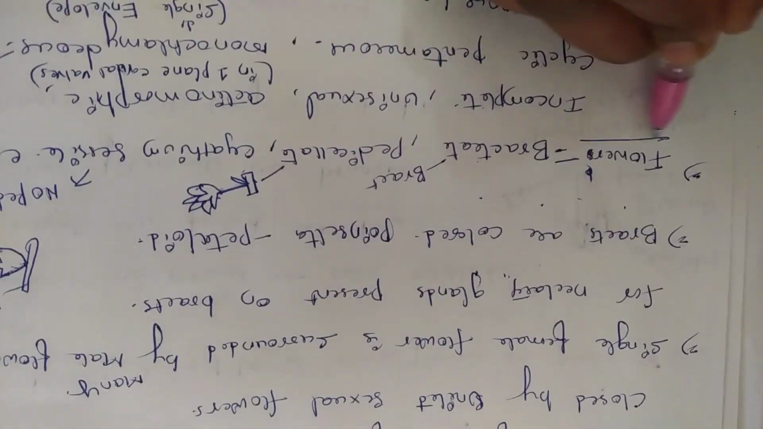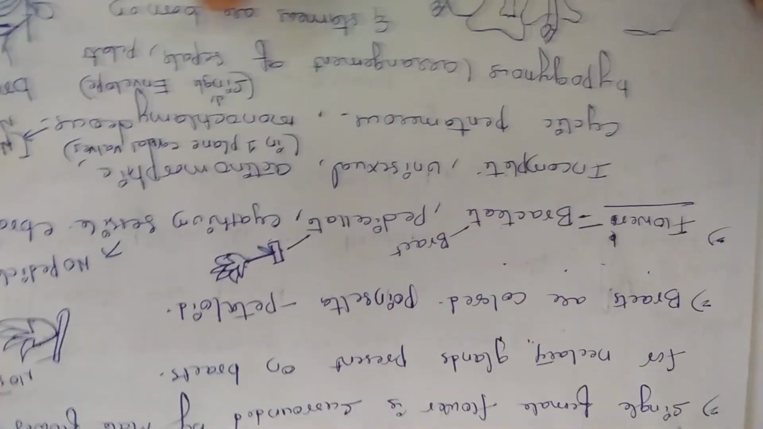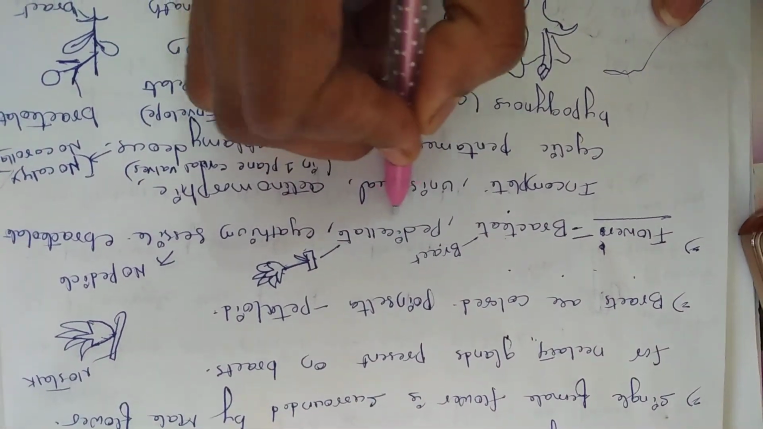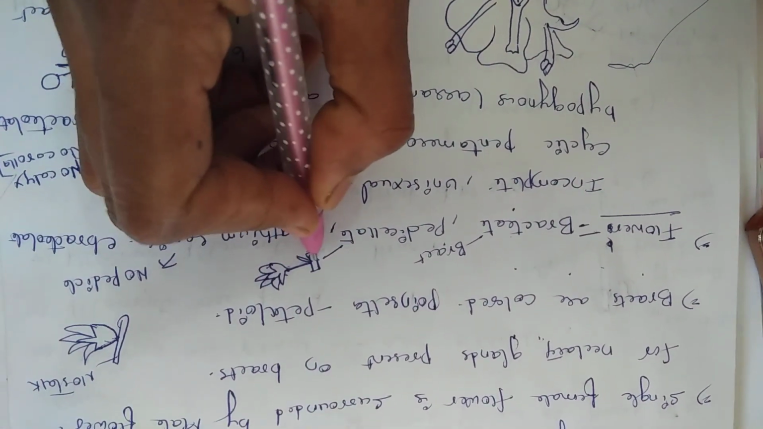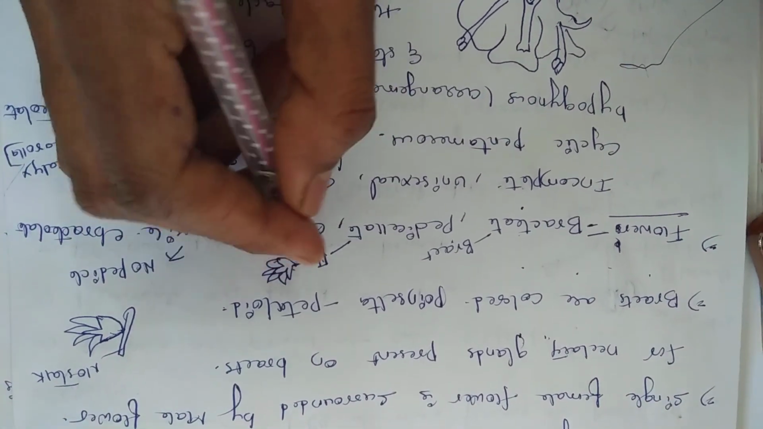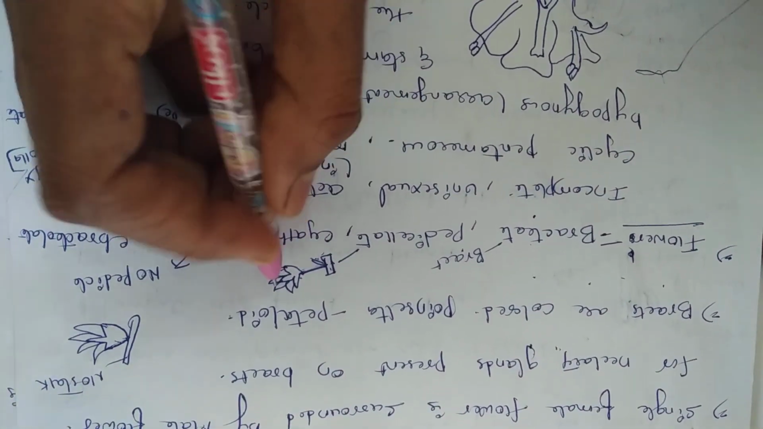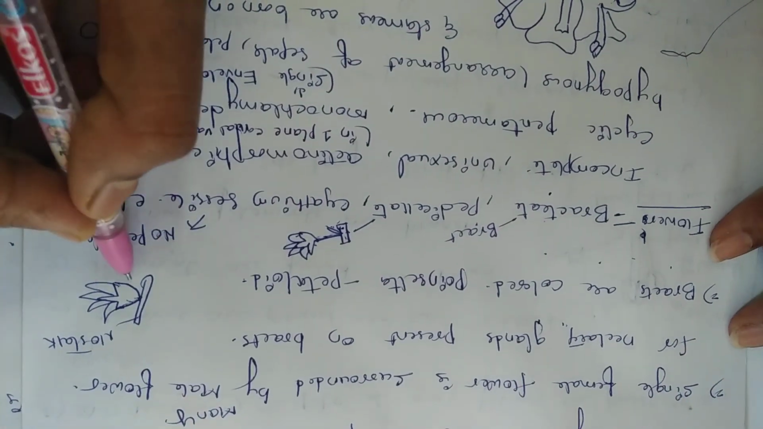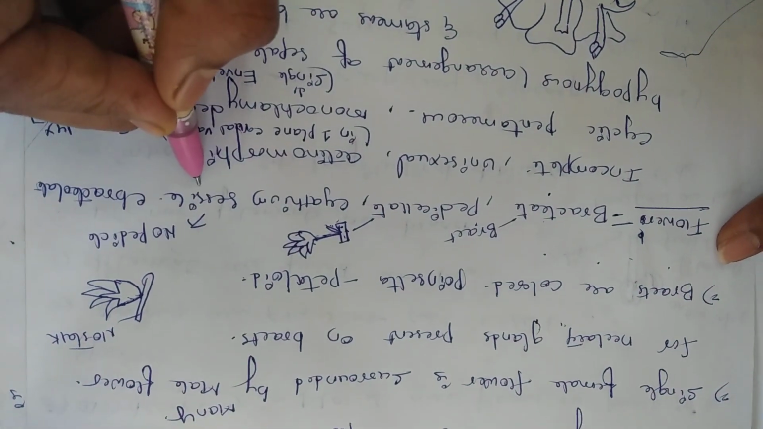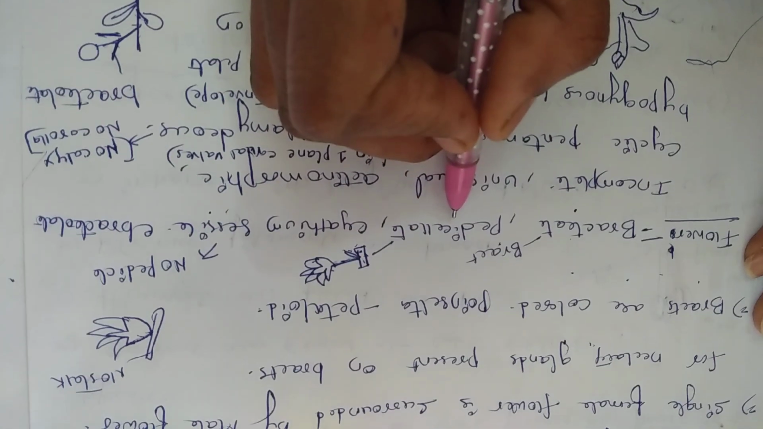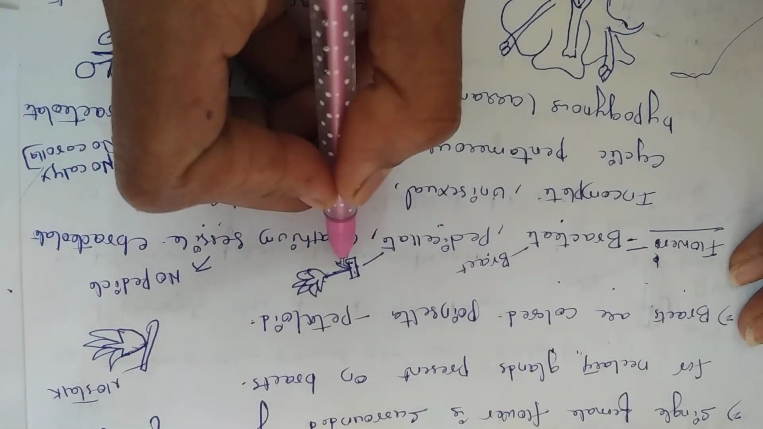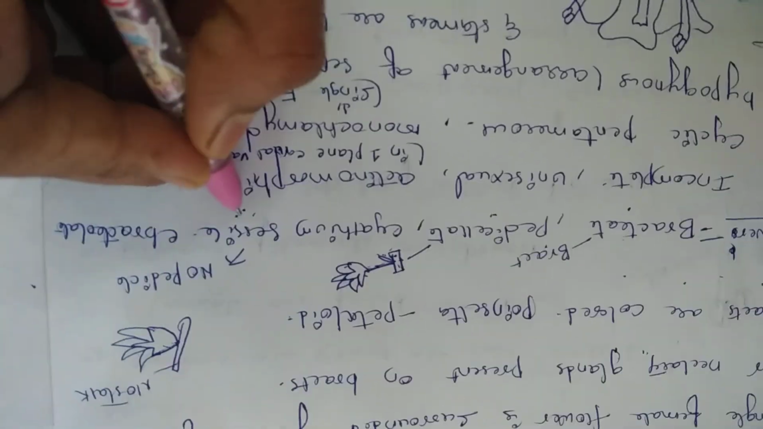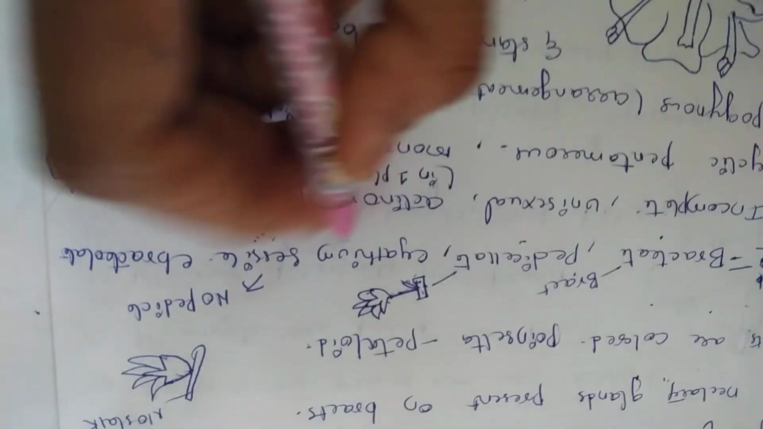So next we'll go for the flower. Flowers are bracteate, that means bracts are present. Pedicellate, that means the pedicel, the stalk, is present. Here the diagram shows the presence of pedicel. Here the diagram shows the absence of pedicel, so it is called sessile. If the pedicel is present, the diagram looks like this. If the pedicel is absent, it is called sessile.